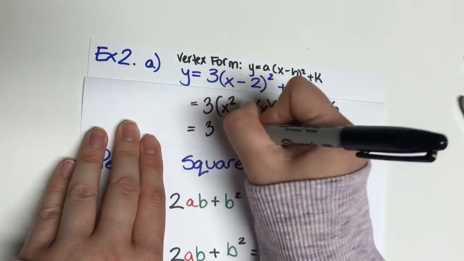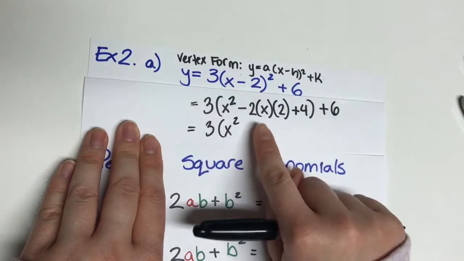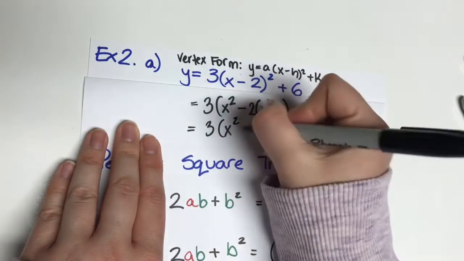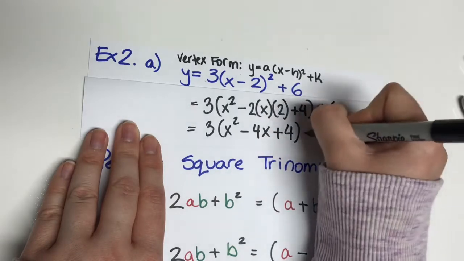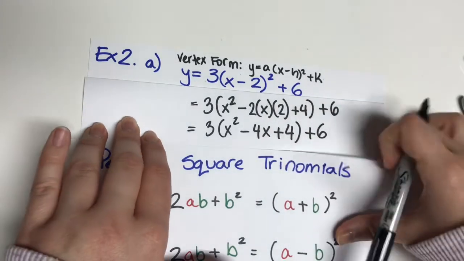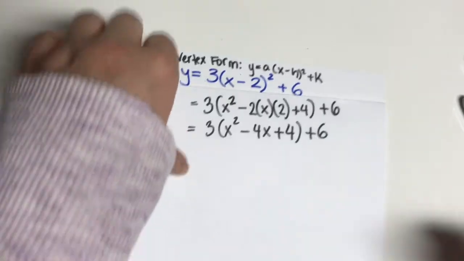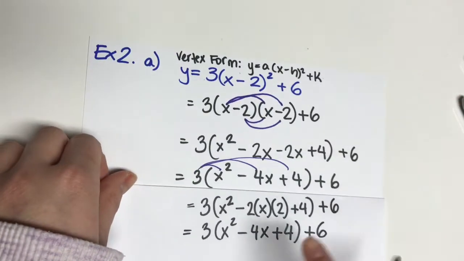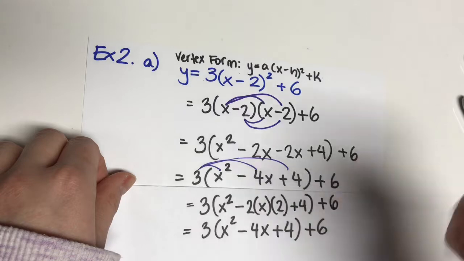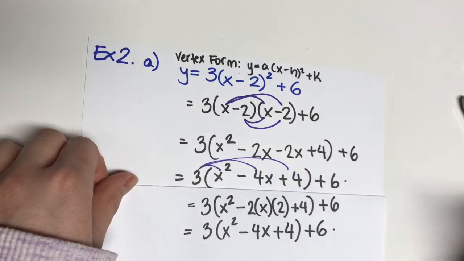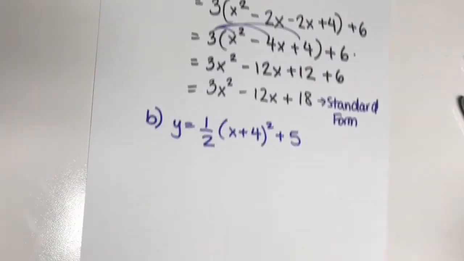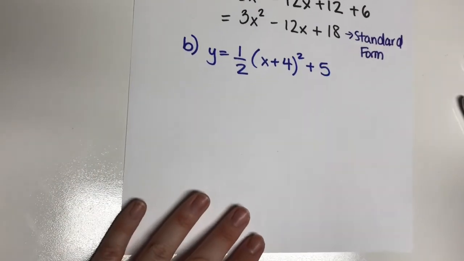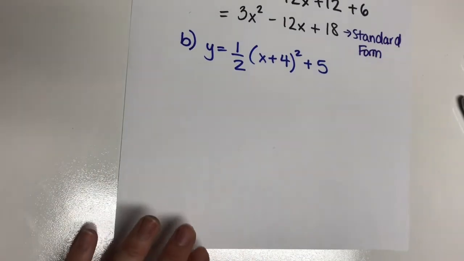So that equals 3x squared, 2 times x times 2 is minus 4x plus 4 plus 6. And then I continue from there. But this step here leads me back to the same step. This step here and this step here are the same. So this is kind of like a shortcut. Okay, so I'm going to simplify another one using the shortcut.